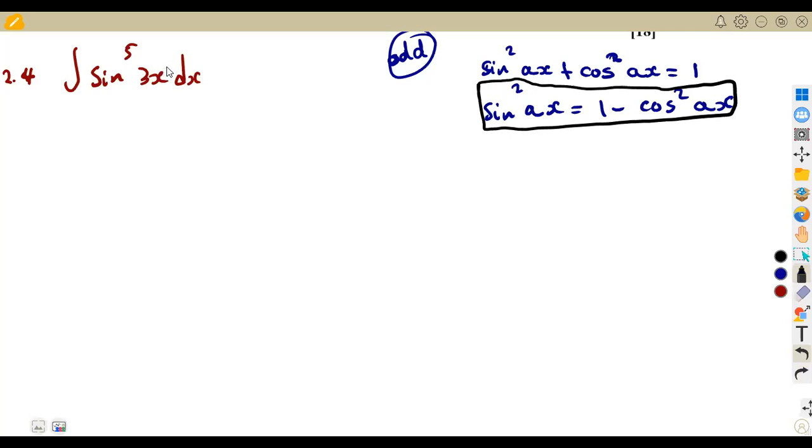In order for you to use this identity, you must have a sine squared. So now the question is, how are you going to split this into a sine squared? It is going to be like this: sine squared 3x.